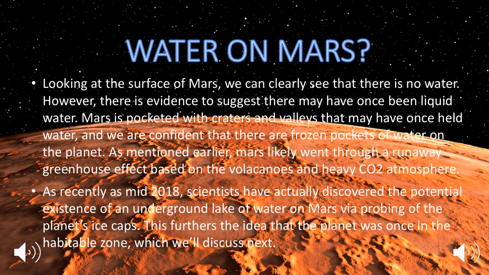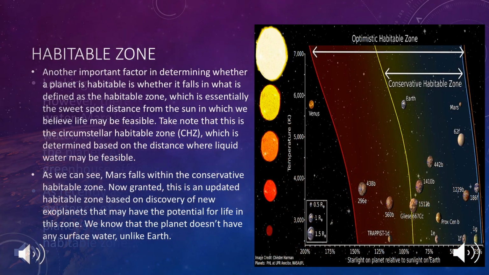As recently as 2018, scientists have actually discovered the existence of a potential underground lake of water found via probing the planet's ice caps. This furthers the idea that the planet was once in the habitable zone of our Sun, which we'll discuss next.